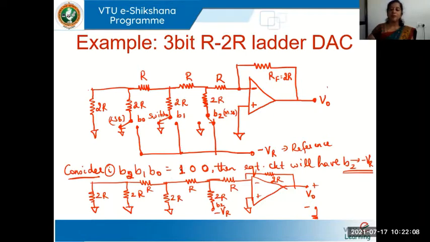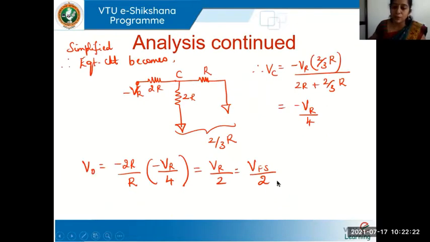So the most significant bit is 1 and the other two bits are zeros. So you see B0 and B1 will be connected to the ground and B2 will be connected to VR, minus VR. So the equivalent circuit will again reduce to this form. Can you tell me how you will get this simple circuit which we have here?